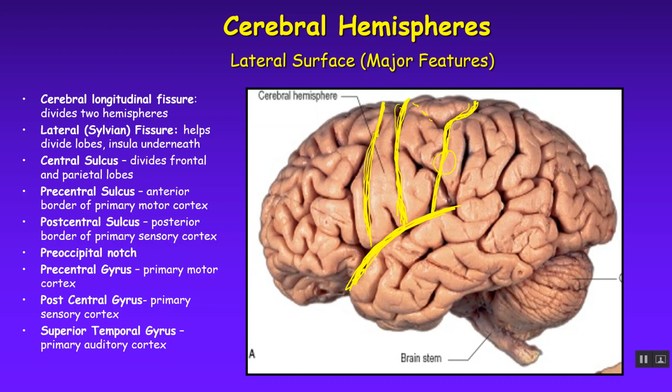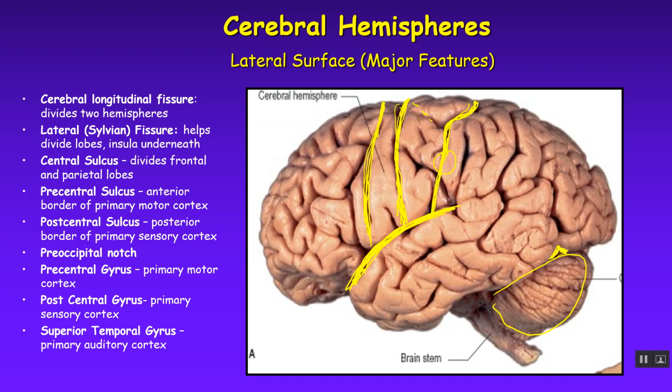Once you've got those, the next thing we're going to identify is called the preoccipital notch. So it's this little notch that's just before the occipital lobe, and it helps define where the occipital lobe starts. So here's your cerebellum right here. There's a little notch right there. It's just a little indentation that is about three-quarters of the way back across the top of the cerebellum.